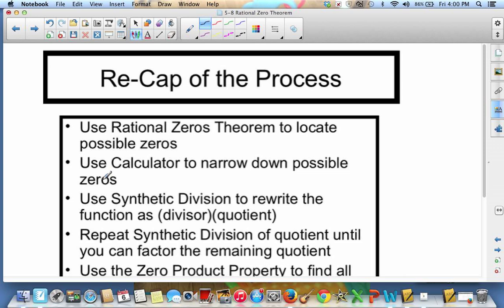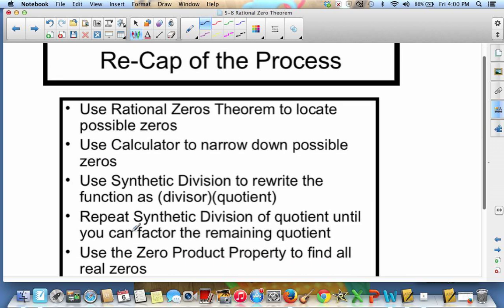Just to recap what we did, here are the steps. Recap the process. Feel free to write this down. The zero product property is when we set it equal to 0. So we can factor it or use the quadratic formula. Here we didn't have to repeat synthetic division. We didn't have to do that step. But you keep doing that until you can get something that you can factor. Luckily, we could factor that using the T method or using the quadratic formula. So that was quite nice.